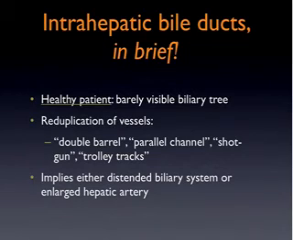Taking the right upper quadrant scan a step further involves a discussion of the intrahepatic bile ducts. Typically in a normal patient, you don't see anything at all. However, once there is increased pressure in the system, typically due to a stone, you can have dilation of the intrahepatic bile ducts. And the end result of this is intrahepatic cholestasis. The way this is described sonographically is the double barrel sign, parallel channels, shotgun, trolley tracks, or too many tubes. The idea is that you have a lot more tubular structures within the parenchyma of the liver than you have in a normal patient.